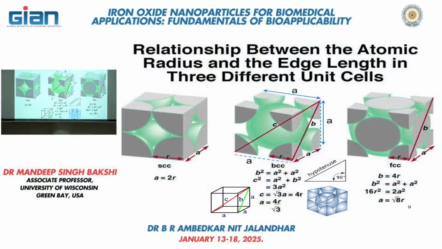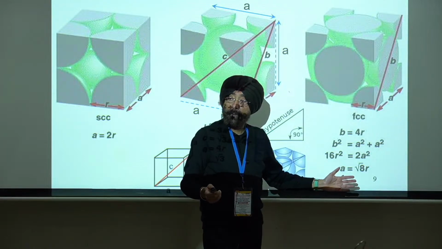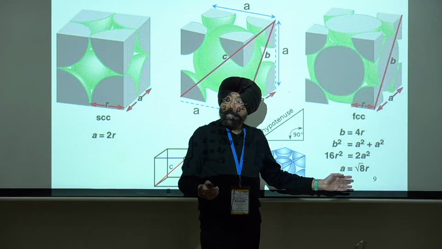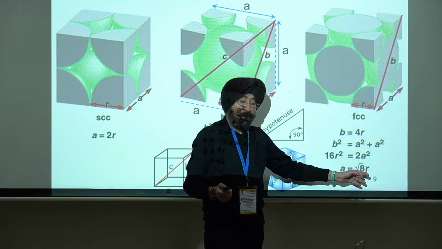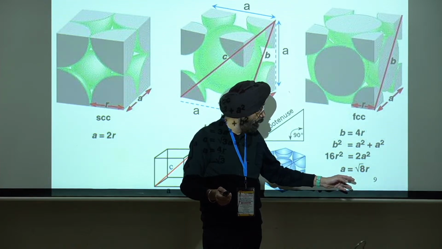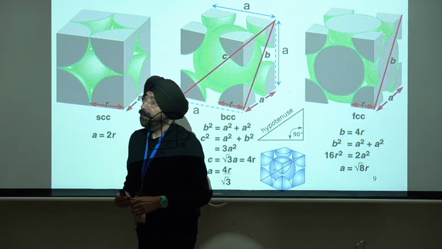You can perform the simple calculation. Mathematically, that's not a big deal. For the gold atom, you can see what should be the edge length for the gold nanoparticle FCC structure. So you'll be putting the radius of the gold atom over here, and you'll be able to calculate the edge length.